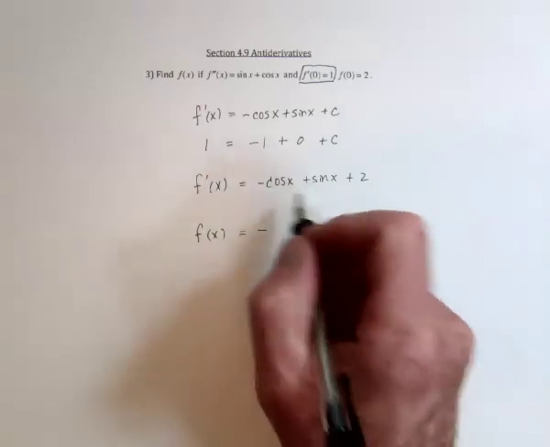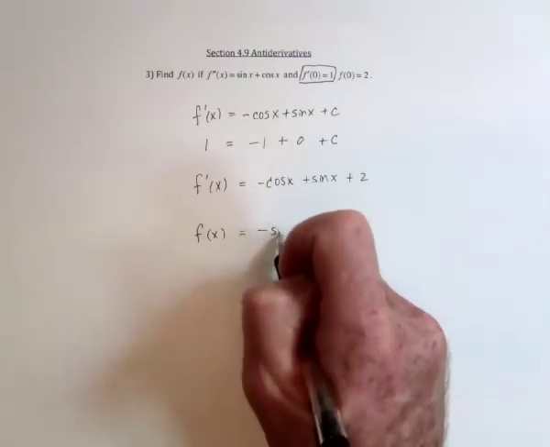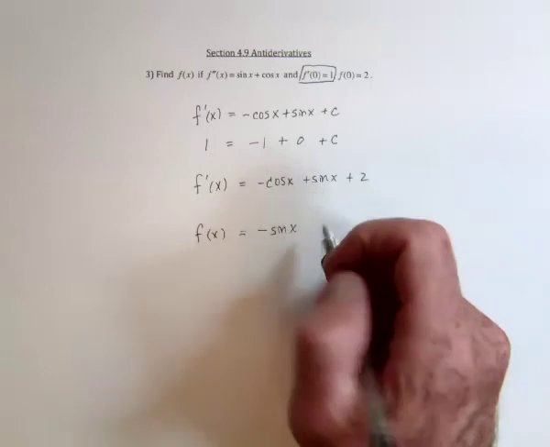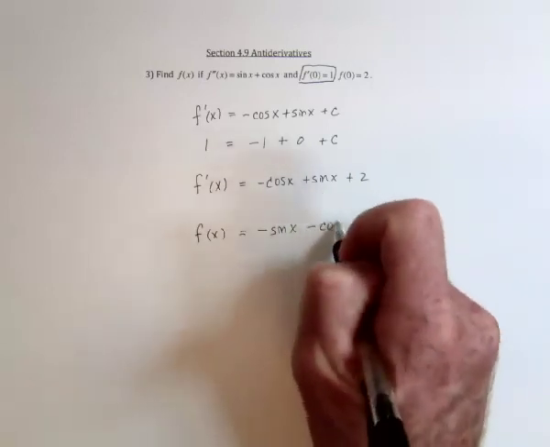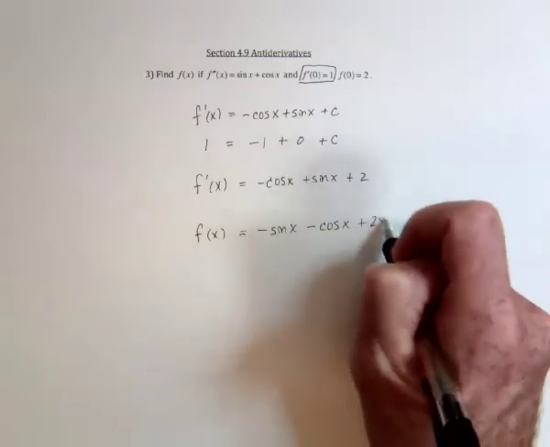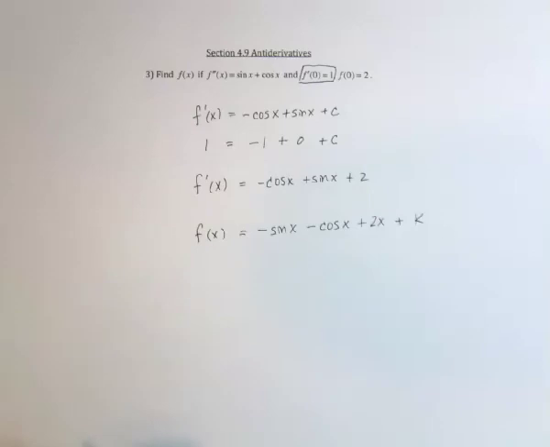So let's see, the antiderivative of cosine is sine, and this negative sign just stays there. And the antiderivative for sine is negative cosine, and the antiderivative of a 2 is a 2x. And then plus some constant. Since I already used the c, I'm going to use k this time for constant.